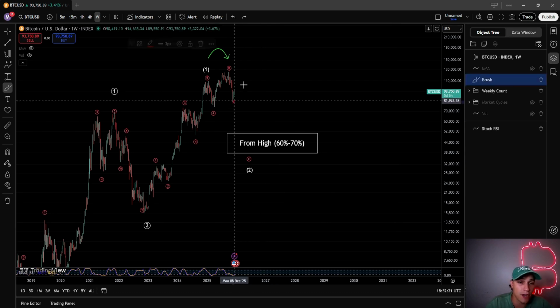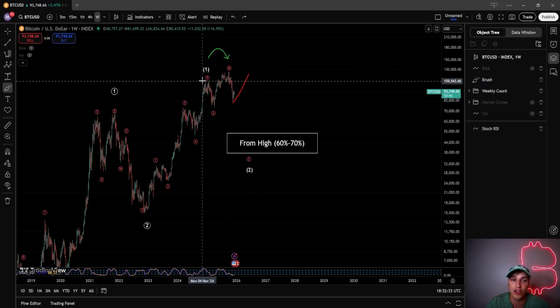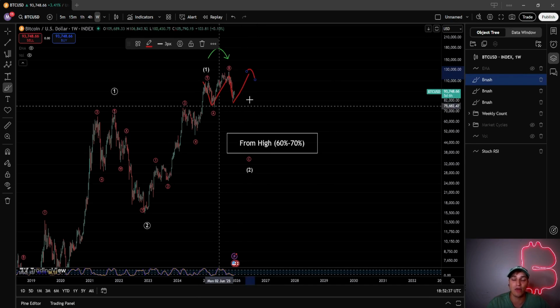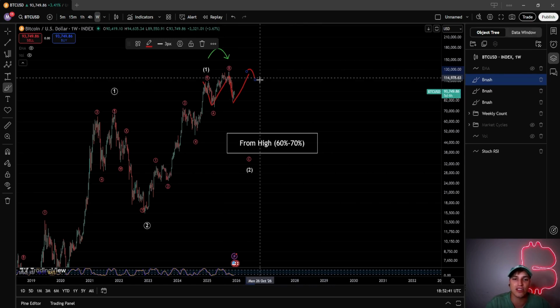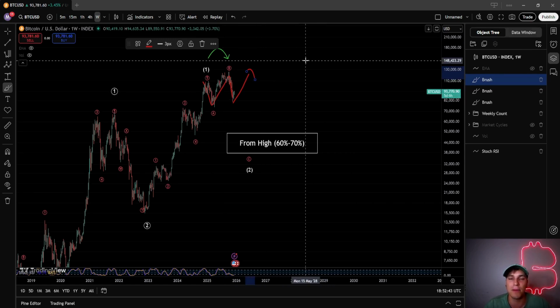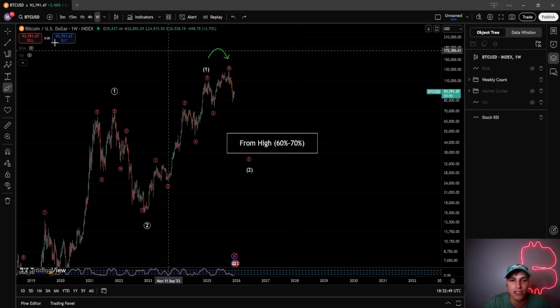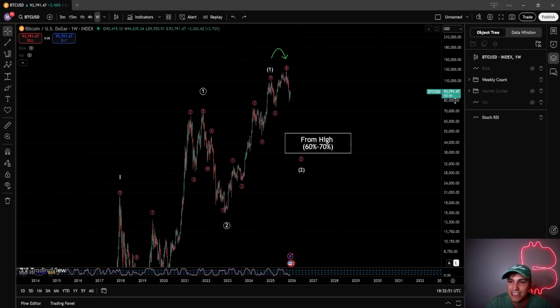We could, of course, turn from here. We could have an ABC and then turn from here in a running flat structure. Very unlikely, but possible. We could then turn from here and head higher, but we will get into 4-hour scenarios, and that on Thursday.